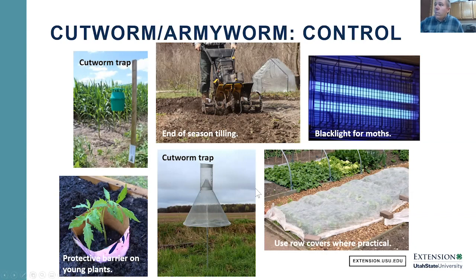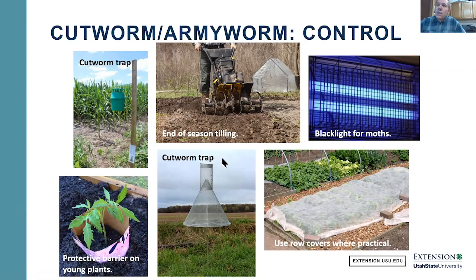So for maybe home gardens, something you can do is put up a protective barrier around your young plants. I've seen people do a tin soda can where they'll just cut the top and the bottom off and then stick that around their plant. People use cardboard, wax paper, all sorts of different things. Obviously, that's not going to work on a large scale, but it is at least a start.